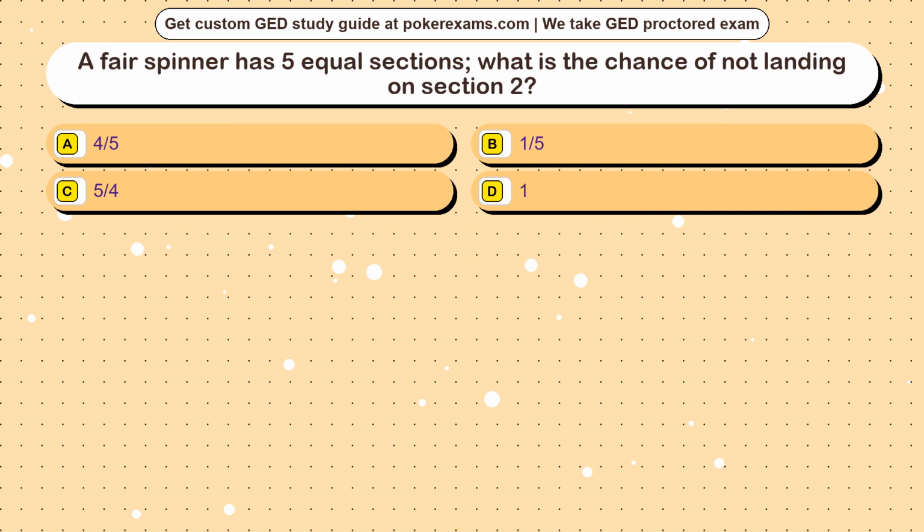Question 17. A fair spinner has 5 equal sections. What is the chance of not landing on section 2? Option A, 4/5. Option B, 1/5. Option C, 5/4. Option D, 1.